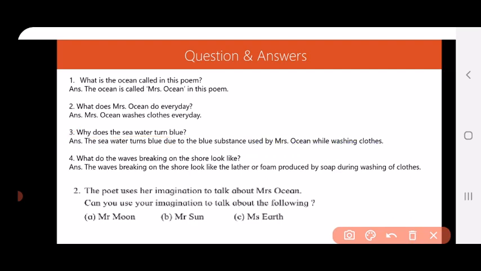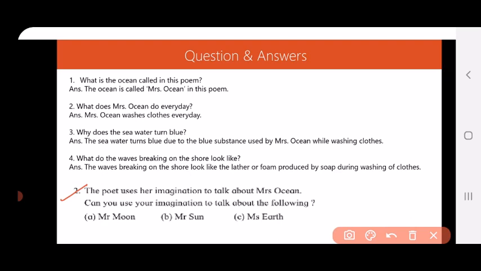Second question. The poet uses her imagination to talk about Mrs. Ocean. So here in this poem, ocean is not a living thing, but the poet has imagined the ocean as a living being, and that's why has named the ocean Mrs. Ocean. And she's spoken like the ocean is doing all the work of washing clothes.